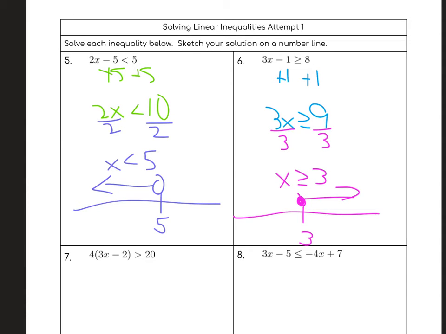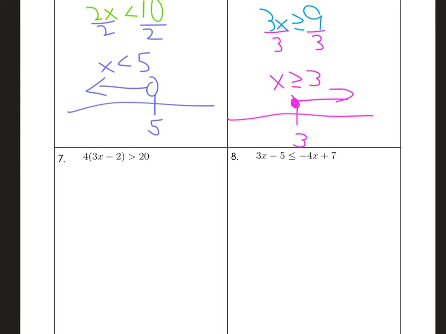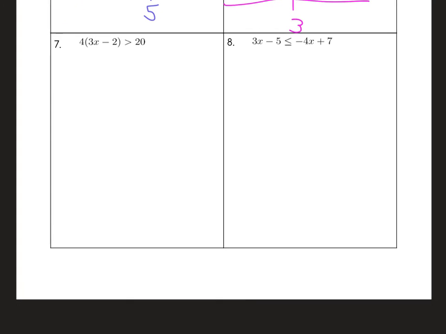So closed dot for the one on the right, and an open dot for the one on the left, because in one it has an equals part, and in one it does not. The first one is just a less than. The second one was a greater than or equal to.